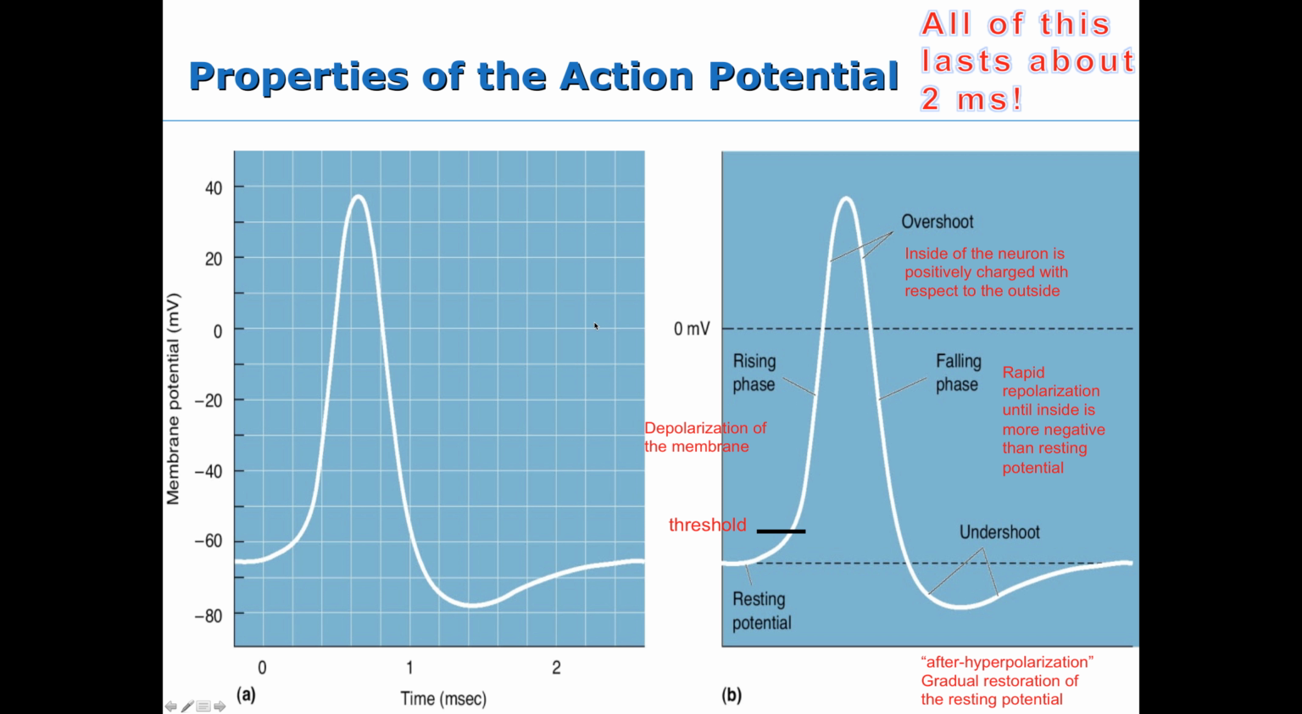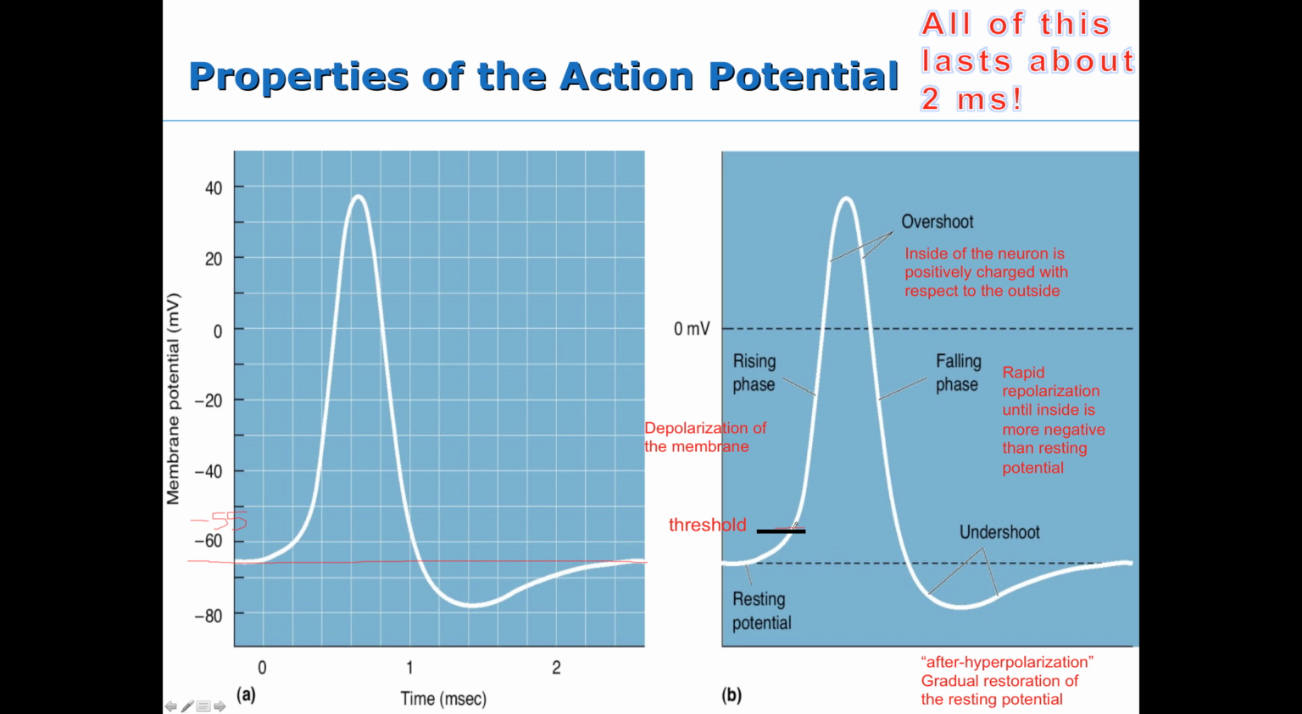So here are the properties of the action potential, and all of this lasts for about 2 milliseconds. These are different phases that you're going to want to know, particularly for the exam as well as for understanding this material. Negative 70 millivolts is our resting membrane potential. Negative 55 millivolts, roughly, is known as our activation threshold. This is the point at which an action potential will occur no matter what, in an all or none response.